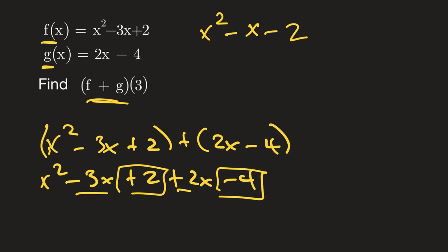So if we take the f function and we add the g function to it, this is the function that results. Is everybody okay with that? That's kind of step number one. What do they want us to do? Add the two functions together. We did that. We've got x squared minus x minus 2.